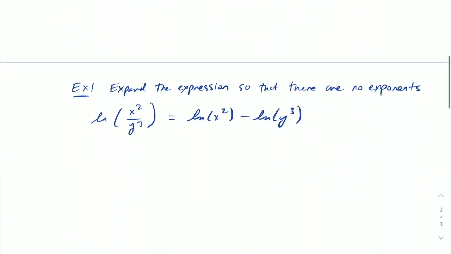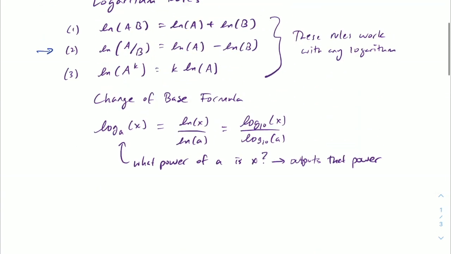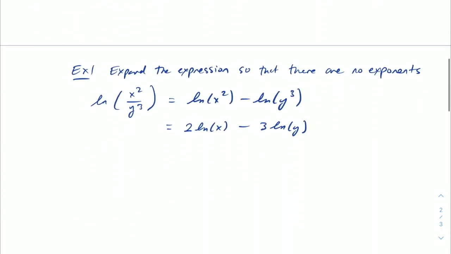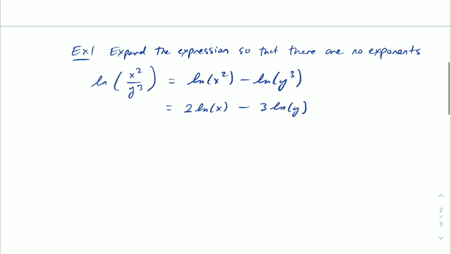Okay, and then once we have this, we can note that we have the natural log of x squared and the natural log of y cubed. Those can be written as 2 times the natural log of x and 3 times the natural log of y using this third rule. This rule says we can bring the power down in front as a coefficient of the natural log. Okay, and now we have an expression with no exponents, and so we're done with this problem.